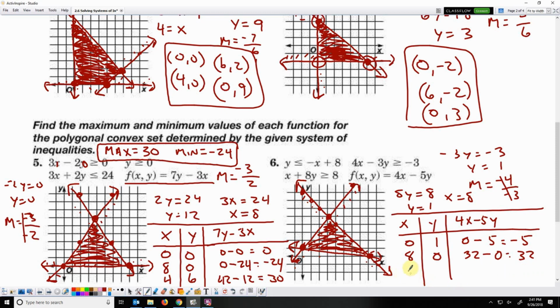And my last coordinates are at 3, 5. So when I plug in a 3 here, 4 times 3 is 12, minus 5 times 5 is 25, and I get negative 13. So the maximum is the highest output, which was 32. The minimum is the lowest output, which was negative 13.